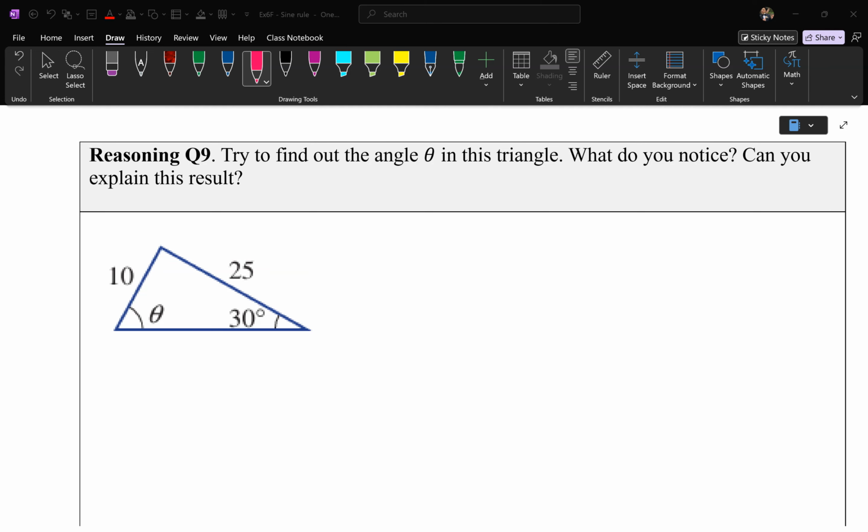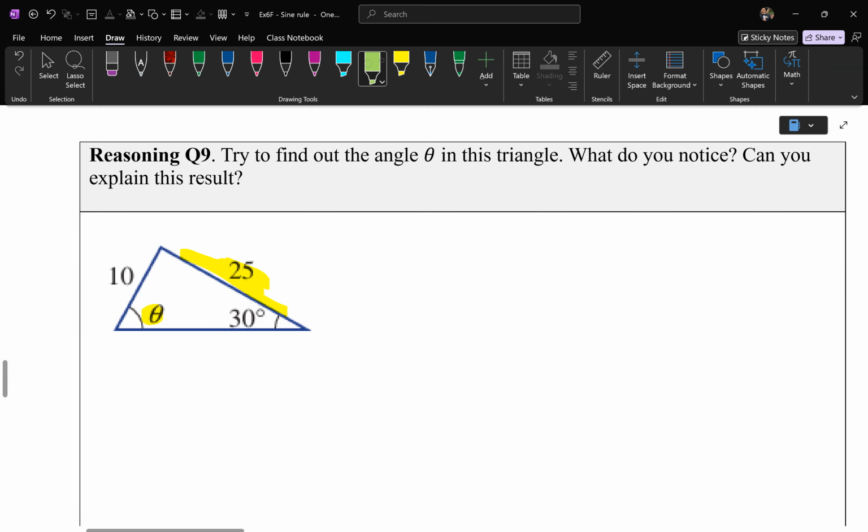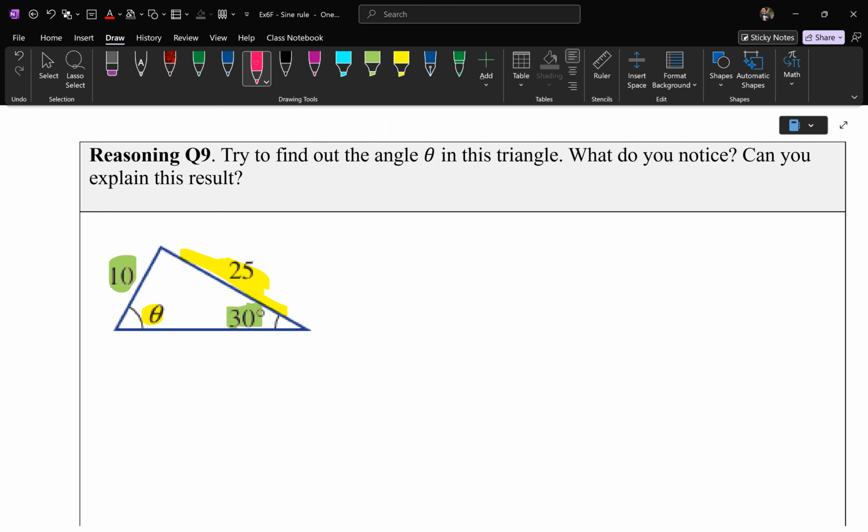If you use the sine rule, how do you know it's a sine rule? They gave you 25, and they gave you a corresponding angle. They gave you 10 and also a corresponding angle. So that's a big hint that it's going to be a sine rule application. So here we go. If I call this big A, then 10 over sine of 30 has to equal this side length, which is 25 over sine of theta.